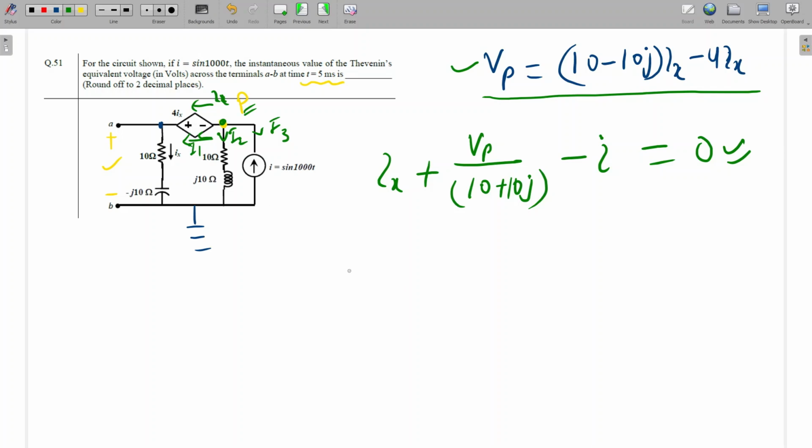Sir, terminals A and B are open circuited, sir. Yes, A and B are open only. Sir, why is Ix in series? The dependent source will be Ix in series, sir. See, first we have to write this voltage equation. If we get this voltage equation, then we can get the voltage at t equal to 5 milliseconds. So step by step I am doing, it will be clear to you.